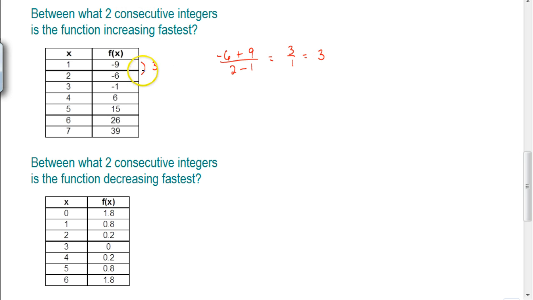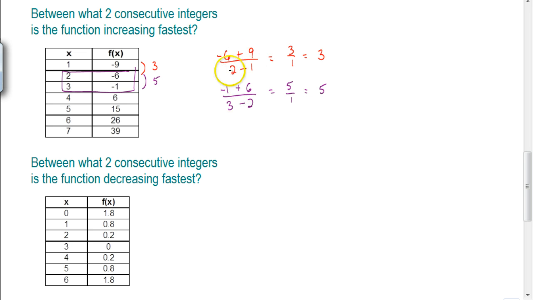Now if I wanted to find the rate of change for going from the second coordinate to the third one, I'm going to take my y values, which would be -1 minus -6, which becomes -1 plus 6. In our denominator, we're going to take 3 minus 2, because again I'm focusing now on this set of coordinates. Well, -1 plus 6 is 5, and 3 minus 2 is 1. So 5 divided by 1 is just 5. So here we would have a slope, or a rate of change, of 5.